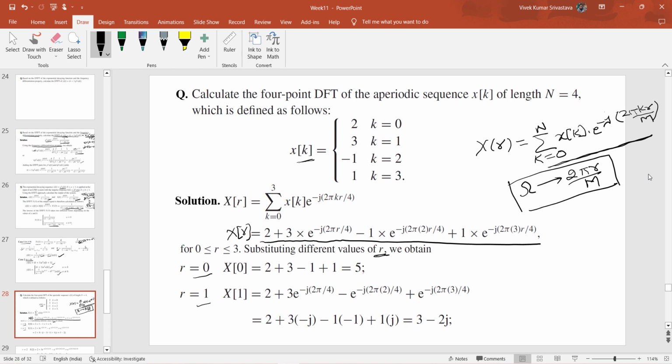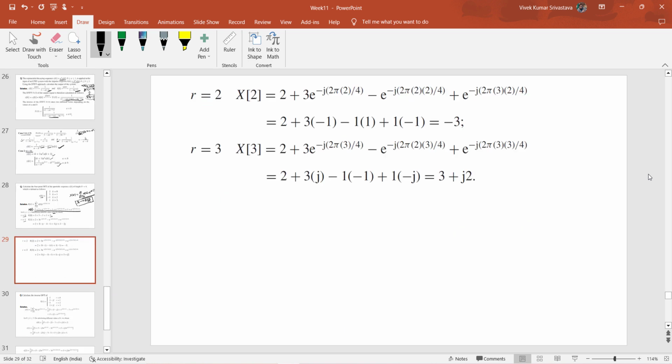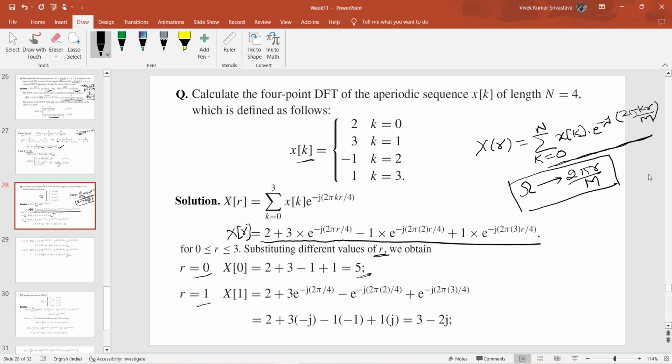So in this expression I will put the value of r as 0. I will solve this and I will get the value of x of 0 as 5. Similarly I will put the value of r as 1, 2 and 3, so as to get the other coefficients. Once I know these coefficients, we have to put them in the expression so as to get the discrete Fourier transform.